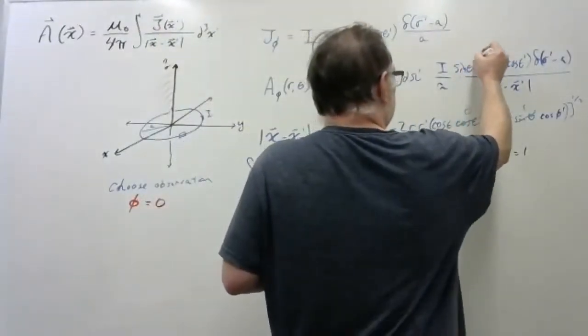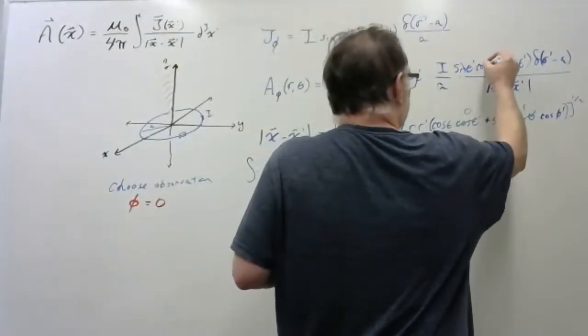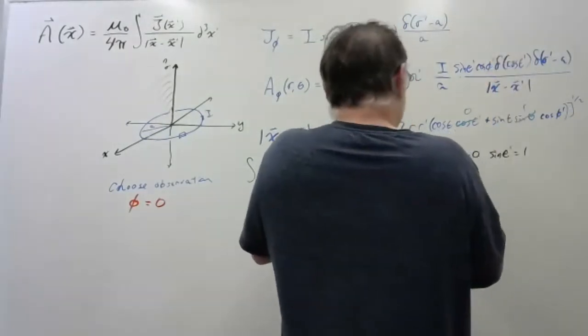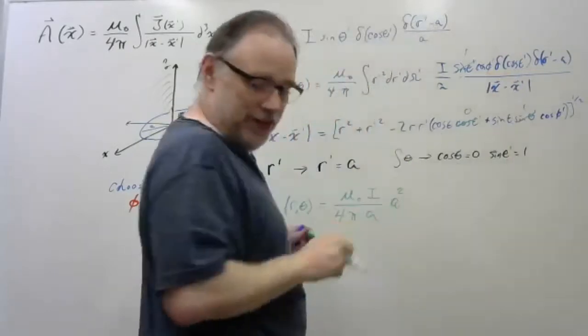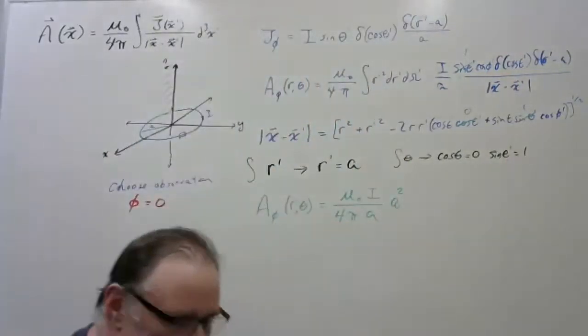So this is sine of theta prime. This is cosine of phi prime. There we go. So this one goes to 1. I still have that cosine of phi. That's the only thing left in the numerator. Okay, cosine of phi prime.